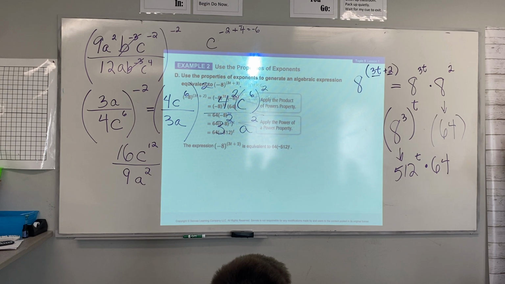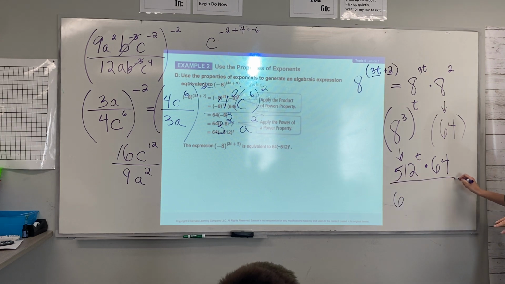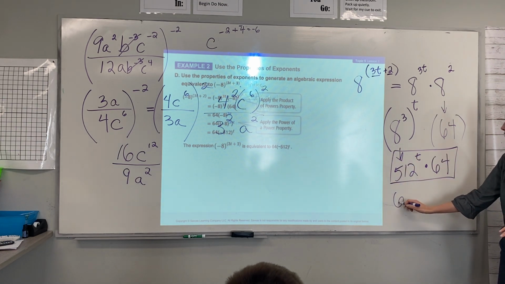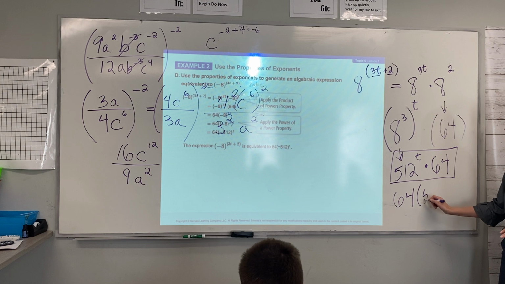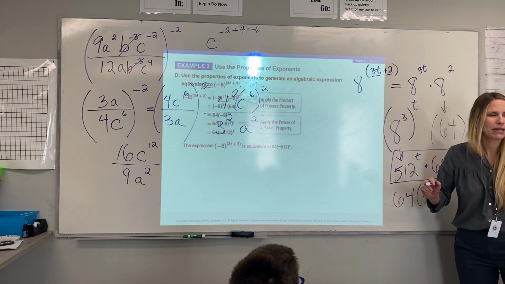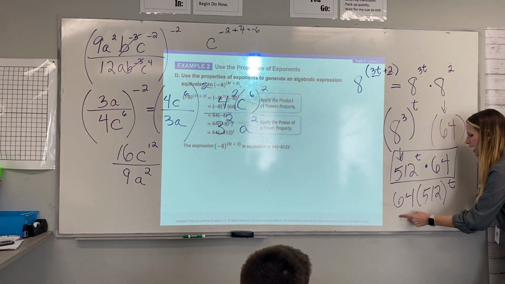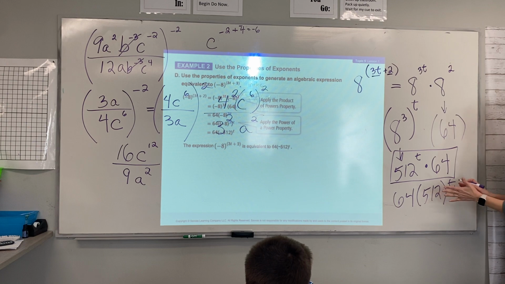If you want to write it in a very fancy way, we would just write the 64, and then show that it's being multiplied times 512 to the t power. This is a totally correct way of doing it. Now somebody tell me why we can't multiply these numbers. Why am I saying that that's as far as we can go?